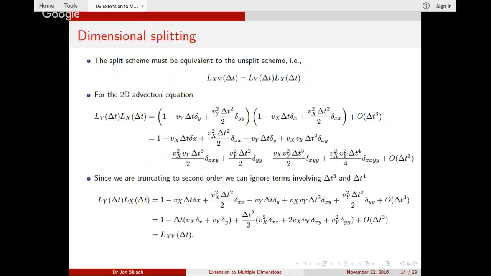But remember, delta t is a fairly small number, so delta t to the power 4 is going to be a lot smaller number than that. So we can just hide it. We can push it into the error. So after all that algebra, we see that this is indeed satisfied. So we have our unsplit operator is the same as 2 of our split operators applied.